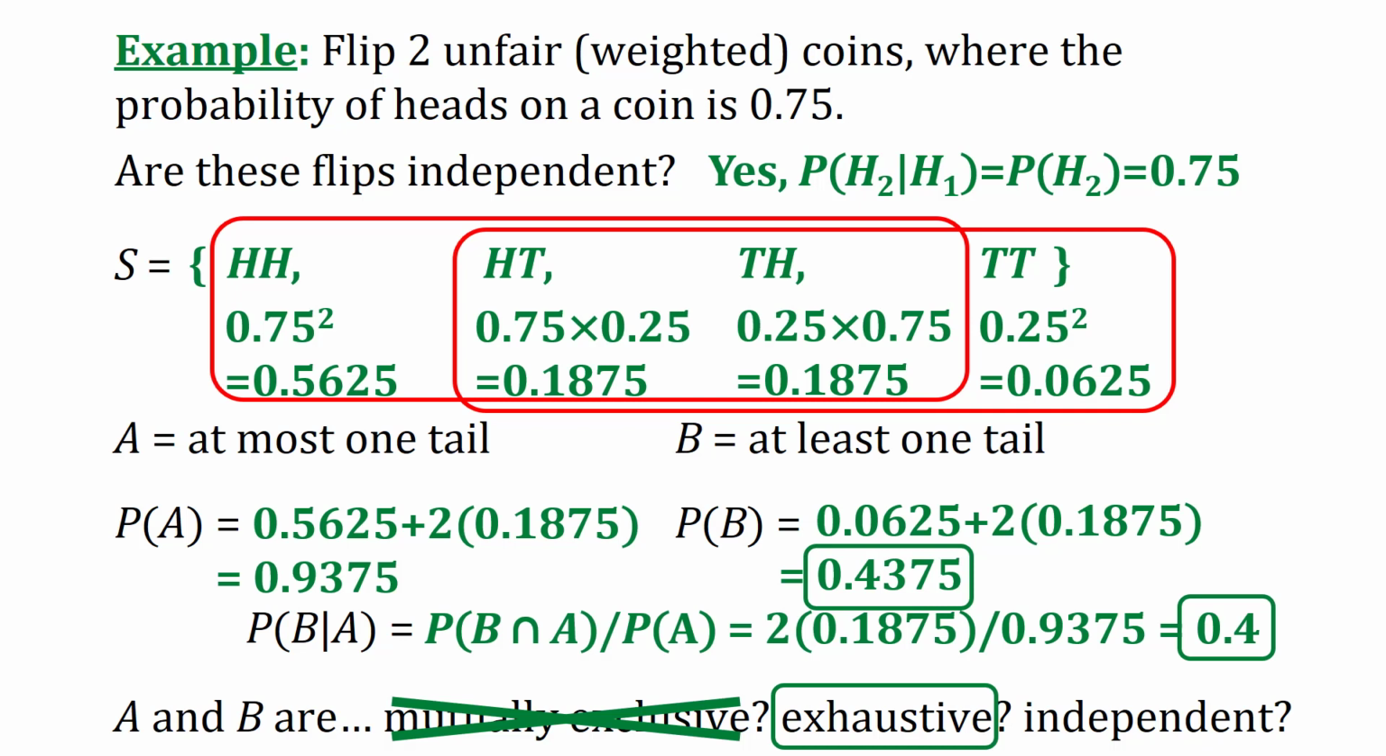B happens 43.75% of the time, but if A happens, it's less likely to happen. It only happens 40%. So A happening drags the chance of B happening down by a little bit. It's not a lot, but it does change it, and therefore A and B are dependent. They are not independent.